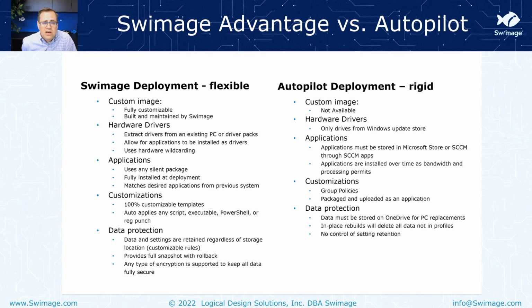Whereas with Swimage, that machine's compliant before the user even logs in for the first time. Then on the customizations, we have the ability to customize anything you want with this process. We can customize templates. You can add additional scripts, any type of executable, run it through PowerShell. You apply those customizations to a template. That template gets applied to a provisioning process. That provisioning gets applied to a machine. And then that machine's going to honor that throughout the life of that machine.